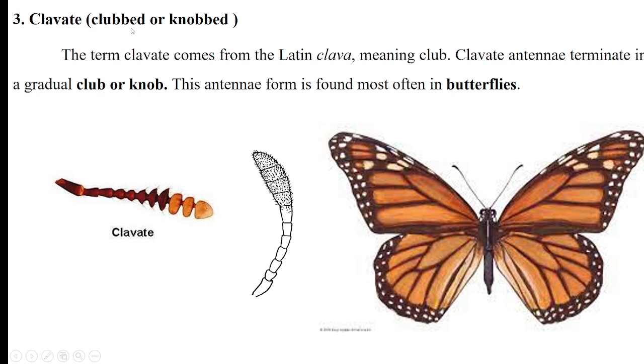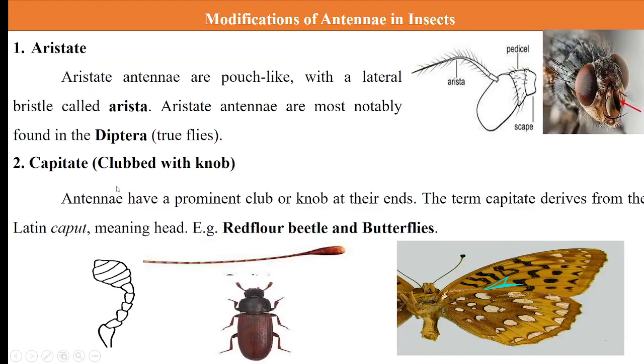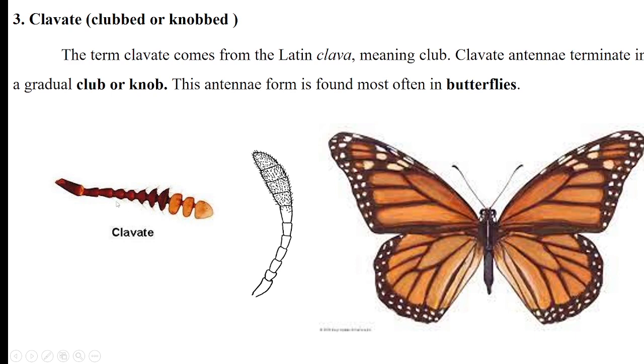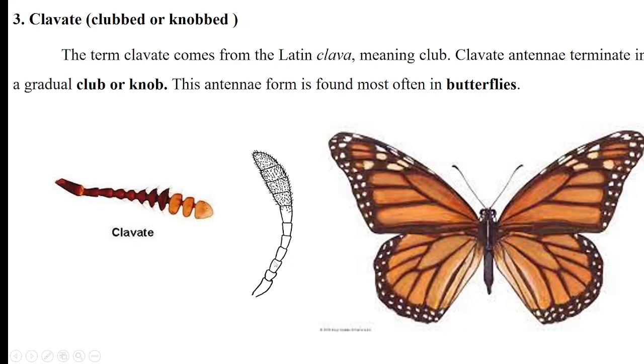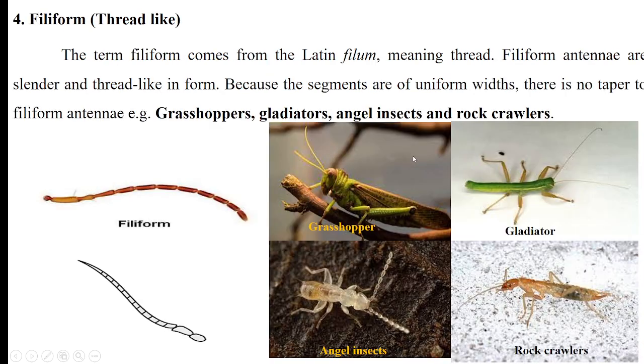Then next is clavate. This is also called clubbed or knobbed antenna. Here it differs from the capitate antenna. You can see in this antenna, the segments from base to apex increase gradually. They are not suddenly increasing. They increase gradually, and these 3 to 4 segments form a knob or club-like structure. In the capitate, the 3 to 5 segments enlarge suddenly, however these segments are equal in shape. But in this case, the segments enlarge equally from base to apex. This type of antenna is found in butterflies.